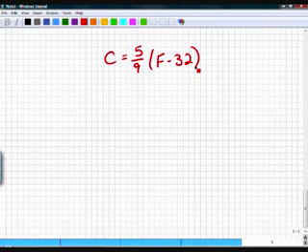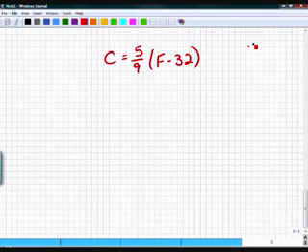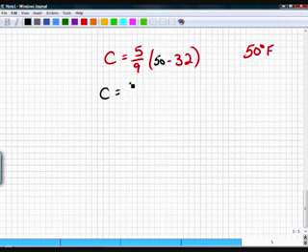Use this formula to convert back and forth. It says convert each temperature from degrees Fahrenheit to degrees Celsius. It gives you 50 degrees Fahrenheit. So, are we going to plug that in for the F or the C? The F, and that's going to tell us what the C is. These first few aren't too bad. Pretty much all you're doing is take out the F and put what? 50. So you have C equals 5/9 times 50.